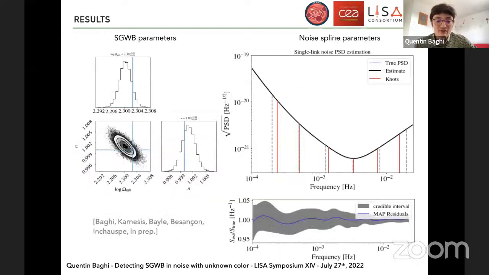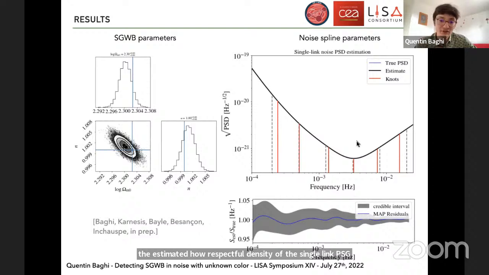As an example, and this is preliminary, we are able to recover stochastic gravitational wave background parameters and the noise parameters in a lot of different configurations of the parameters. And here is an example where, in black, you have the estimated power spectral density of the single link PSD of the noise, right? Not at the TDI level, but at the single link level.